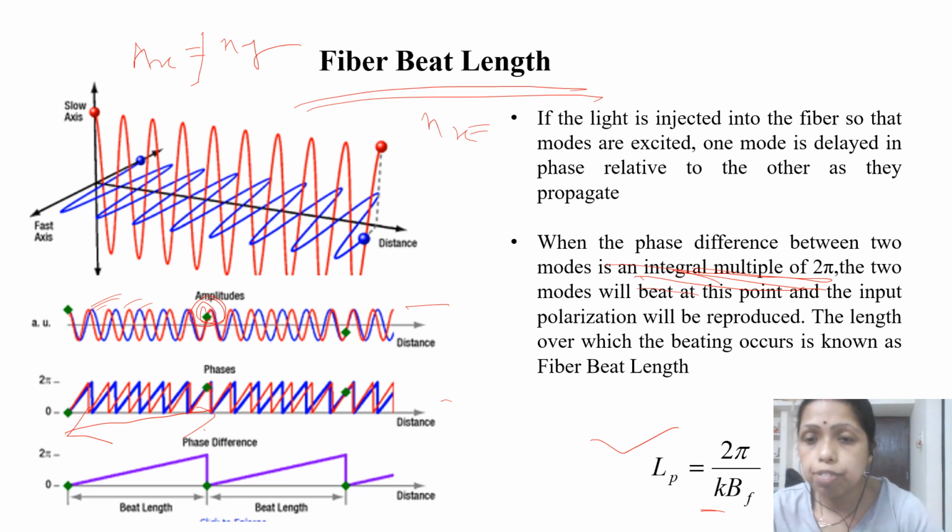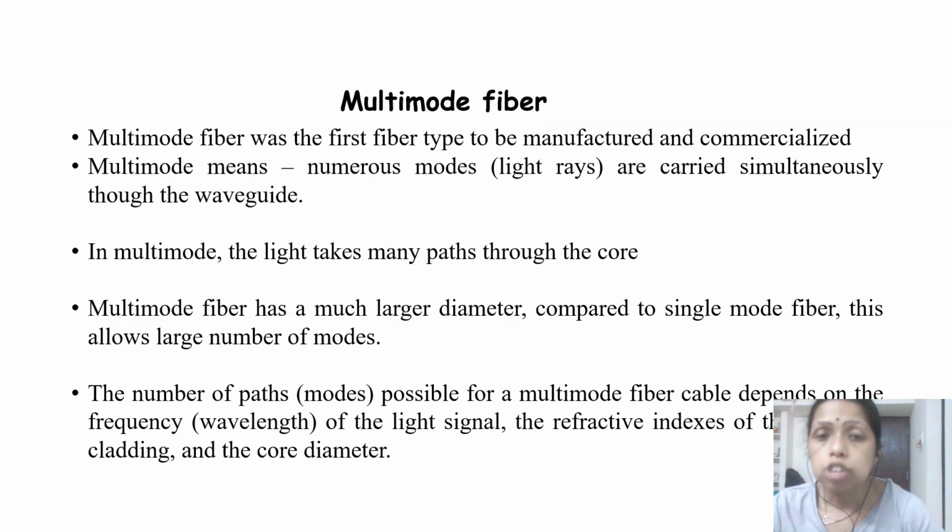So when the phase difference between the two modes is an integral multiple of 2 pi, the two modes will be in phase at this point and the input polarization will reproduce. So you can see the same polarization as the input mode. This concept is the fiber beat length. The fiber beat length and the mode field diameter, along with the refractive index concept, are the main parameters if you want to define a single mode fiber.